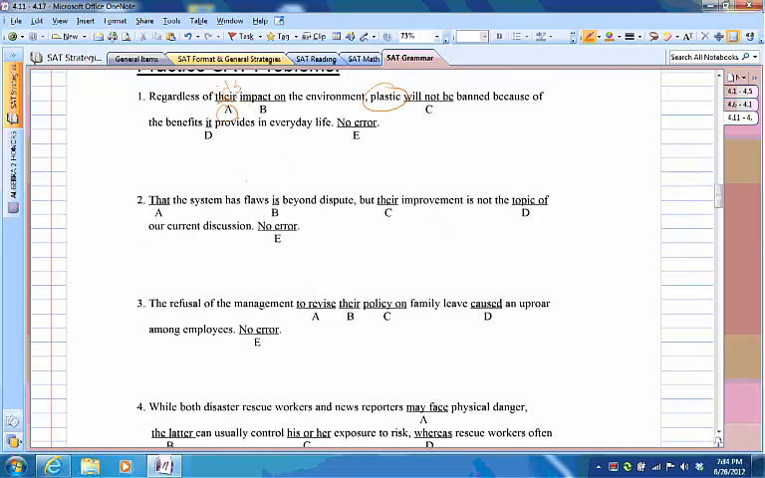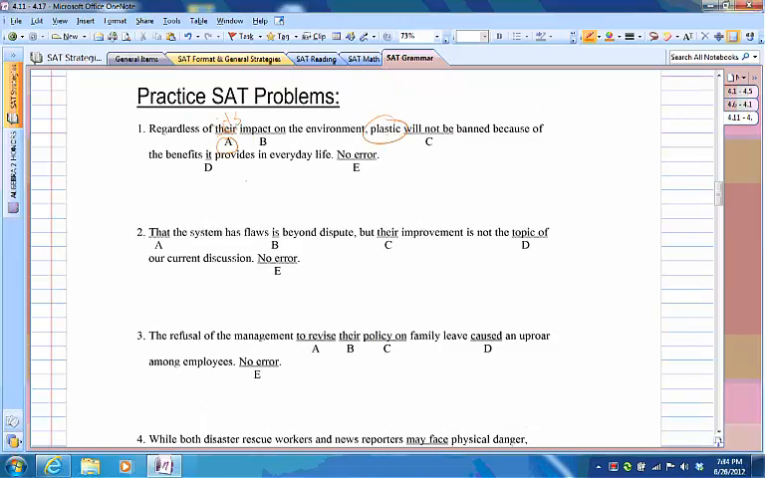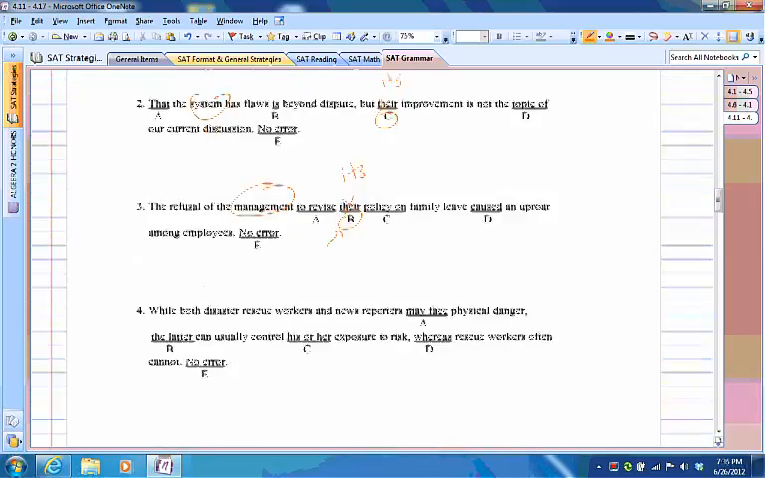That the system has flaws is beyond dispute, but tell it one system. It's got to be its again. You know, B is cool. Nothing wrong with saying that. D is cool. The refusal of management to raise its. Now, sure, I'm sure there's more than one person in the management, but management's still one thing. That's a single entity. It's a singular noun. You've got to say its.